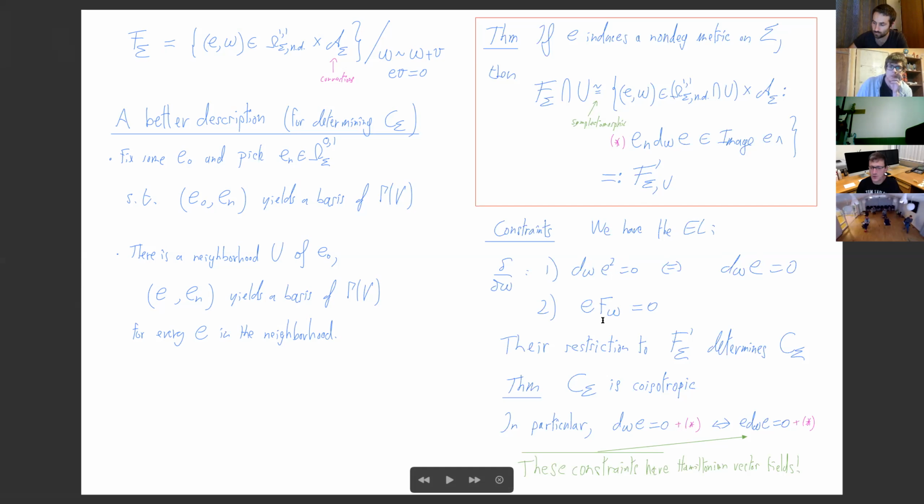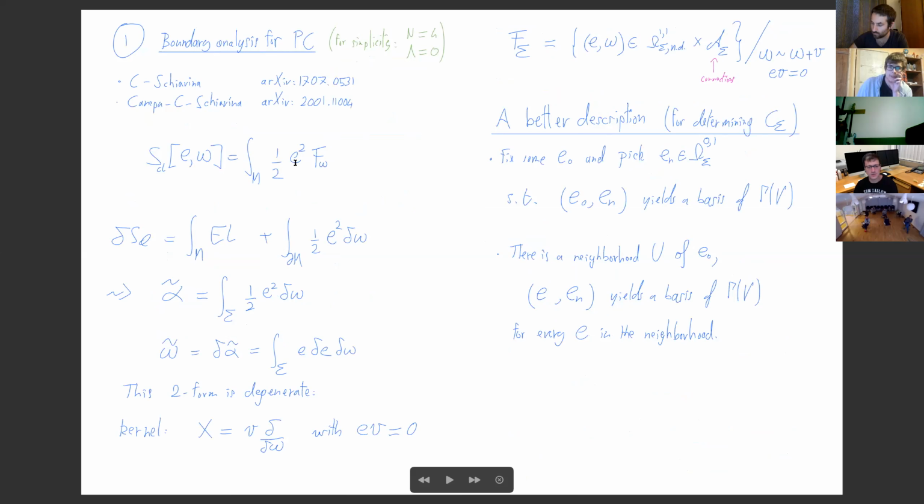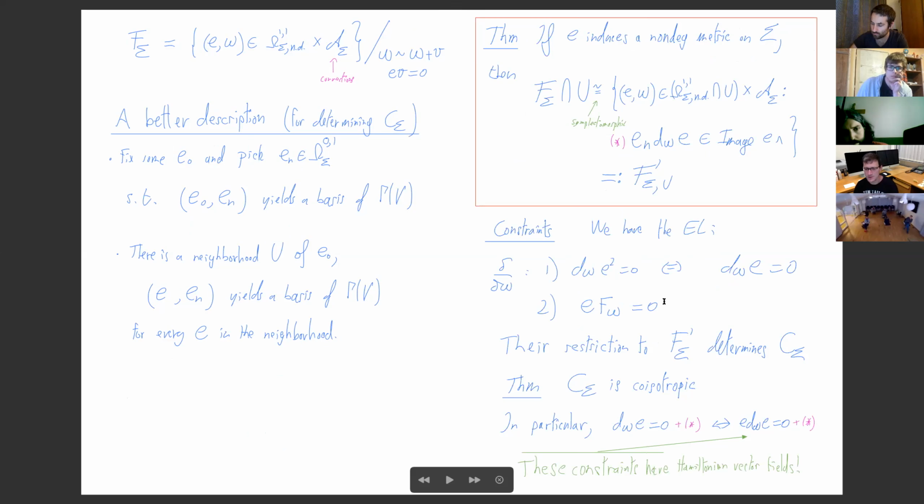And then we have the Einstein equation, which is just the variation with respect to E. Remember the action is here. The variation with respect to E is very simple. It's just EF equal to 0. So this is the second equation, and this corresponds to the Einstein equation.